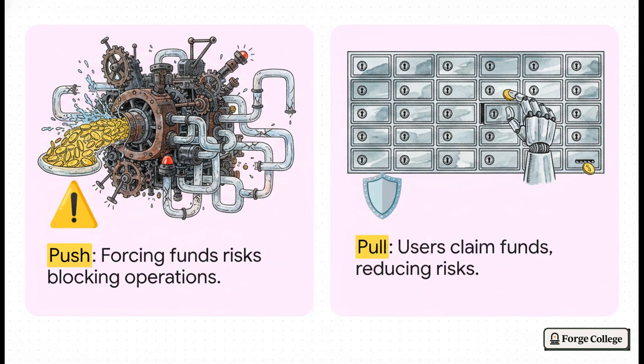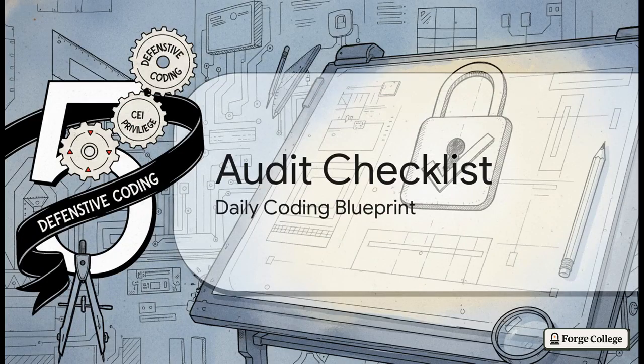The contract simply credits an internal balance for each user, and the users themselves must call a claim function to withdraw their own funds. This eliminates blocking operations, reduces the scope of privileged push actions, and keeps your protocol moving smoothly. Finally, Section 5, your audit-ready checklist.